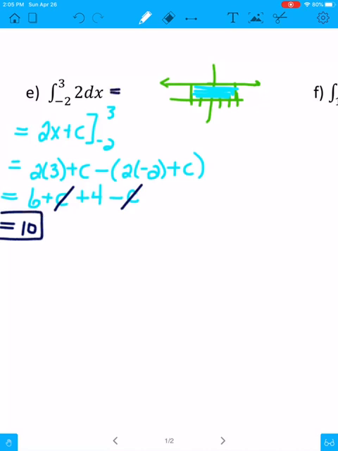And technically, this is a height of 2, and this is a width of 5. So what's the area of that rectangle? 10. So there, it proves it. If it's a rectangle, it's easy. You could literally just go length times width, but they're not all rectangles, right? Most of them are not. So the area is 10.